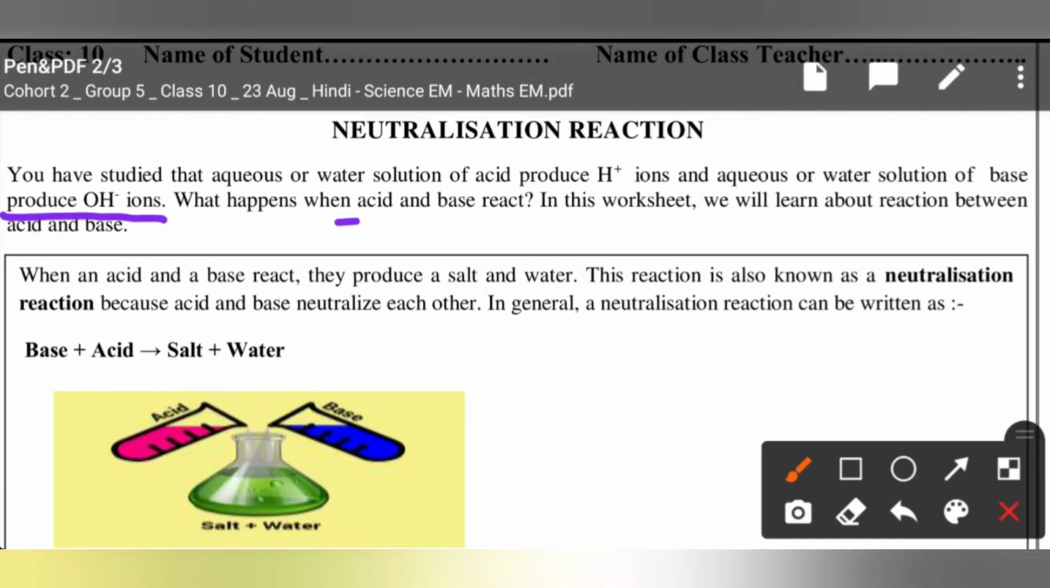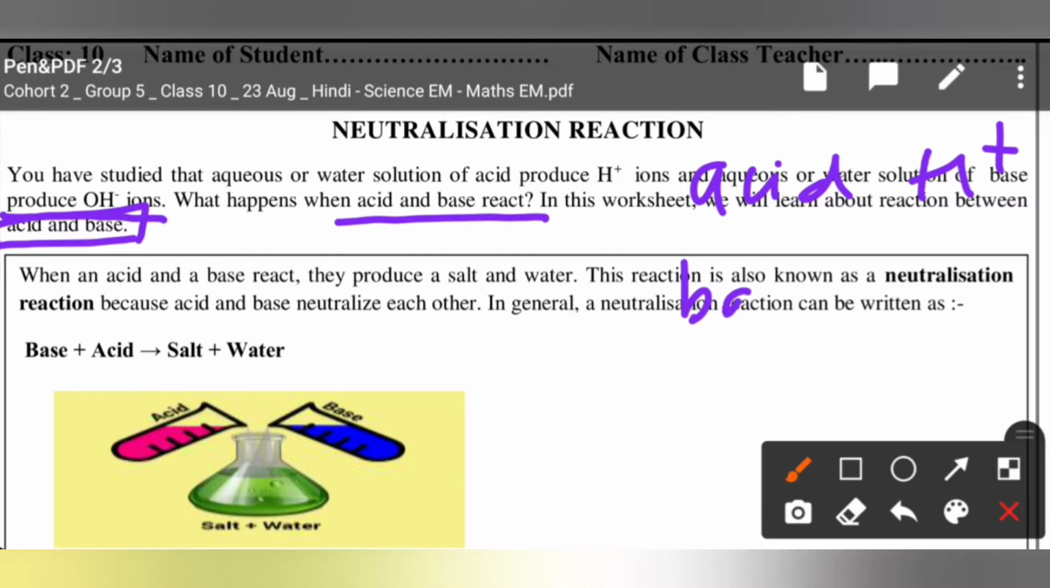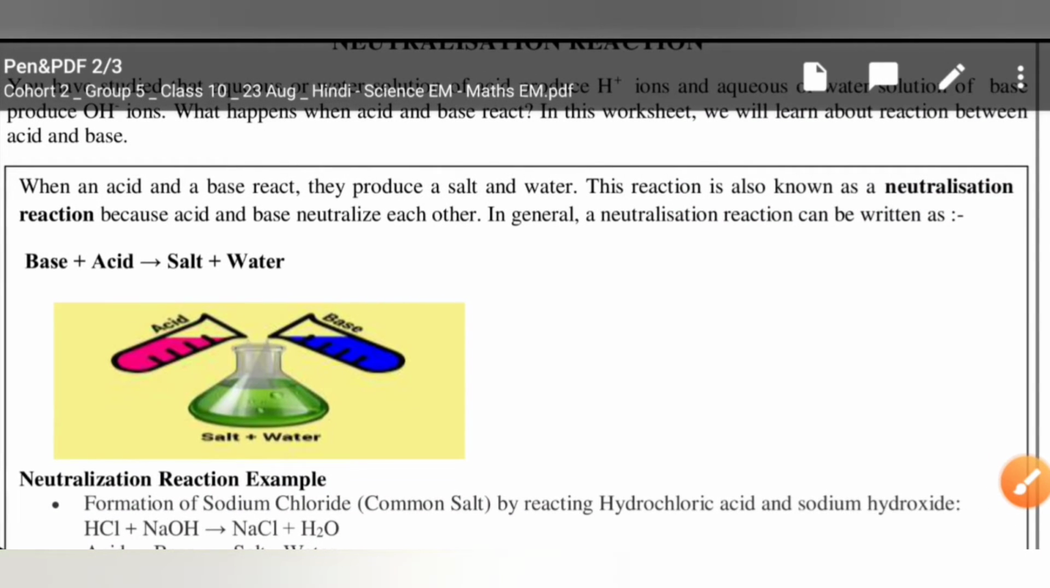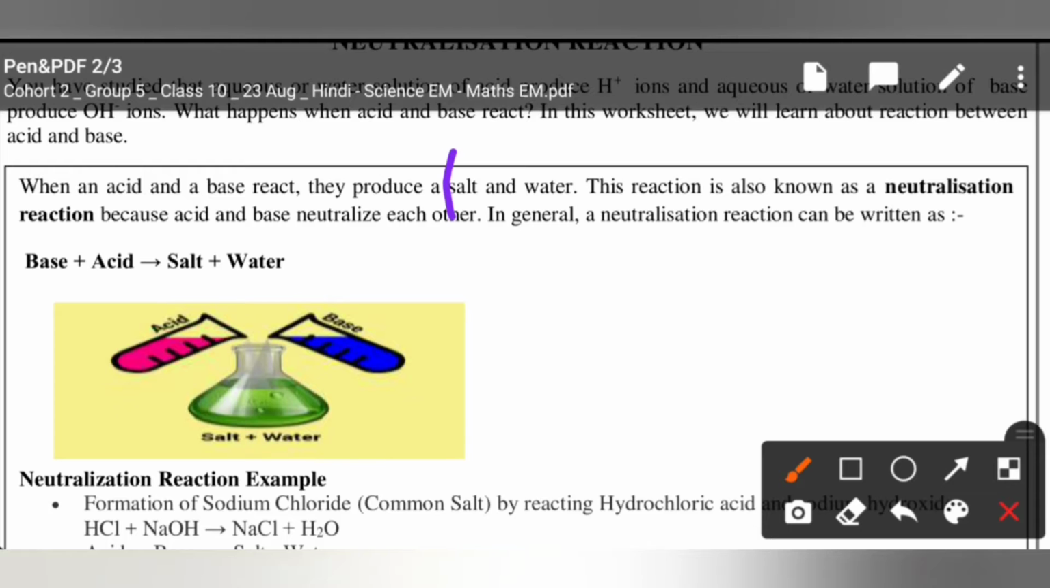What happens when the acid and base react? In this worksheet, we are going to learn the reaction between acid and base. And also we know that an acid gives you H plus ions, as well as an aqueous base solution gives you OH minus ions. So what happens when both of them react? You can see when an acid and base react, they produce salt and water.